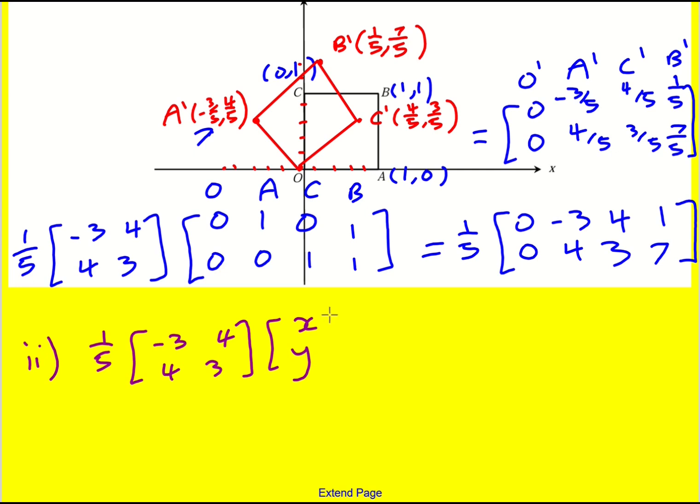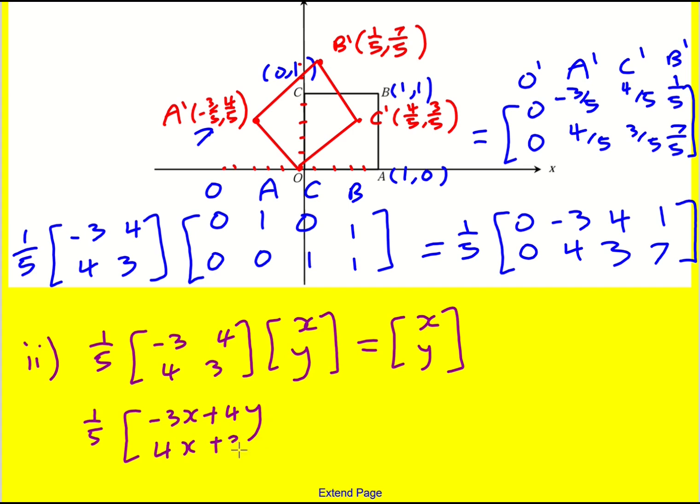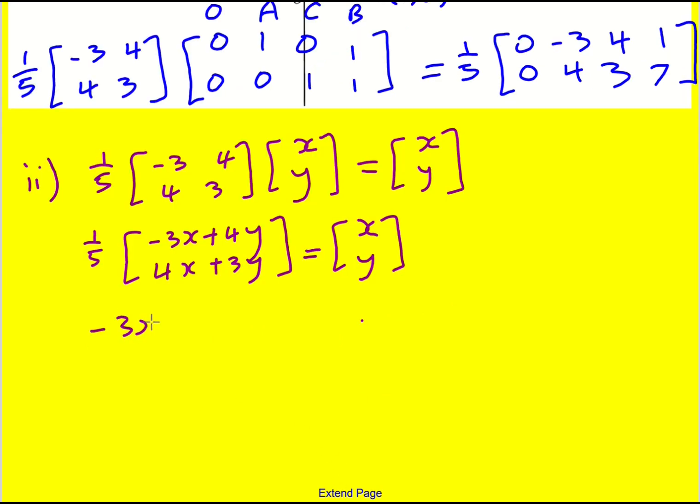So our general coordinate would be (x, y), which we write as this column vector. For it to be invariant, it doesn't go anywhere, so it's going to equal (x, y). That means that a 5th times (-3x + 4y, 4x + 3y) is going to equal (x, y). And that means that -3x + 4y is going to equal 5x. I've just multiplied through by 5, and I'm just writing the top row out. And 4x + 3y is equal to 5y.